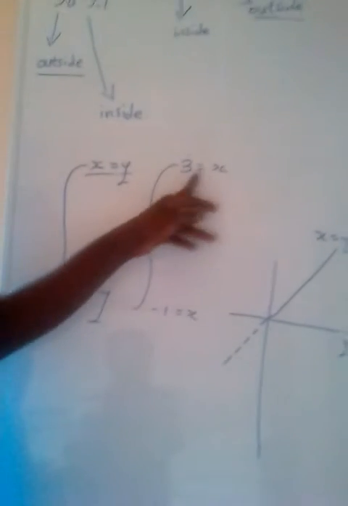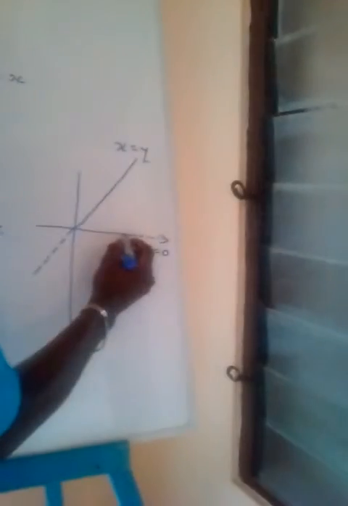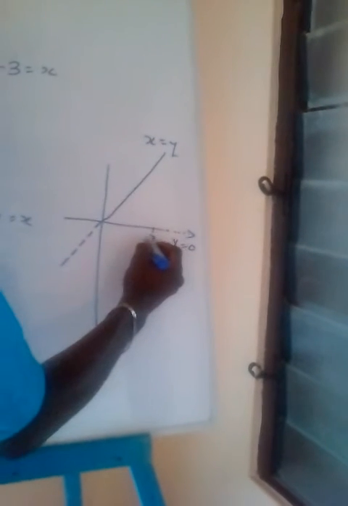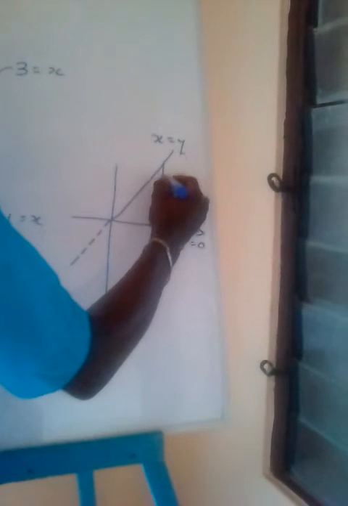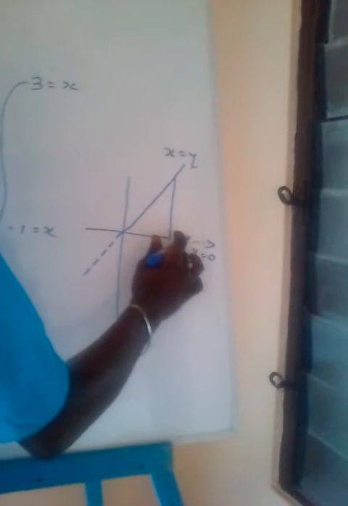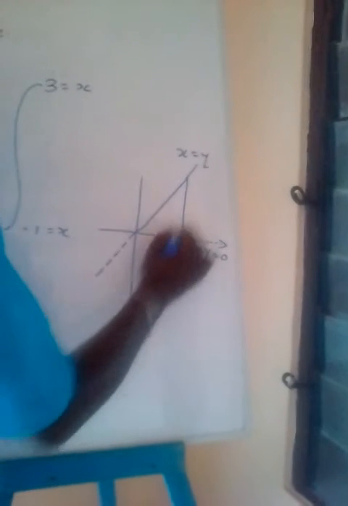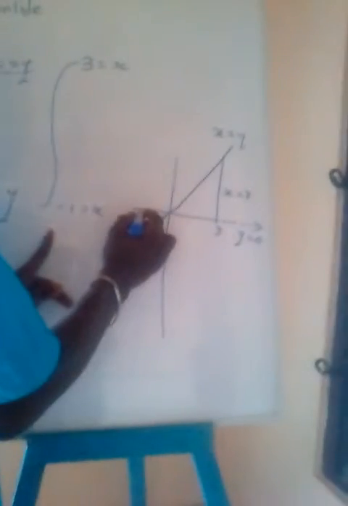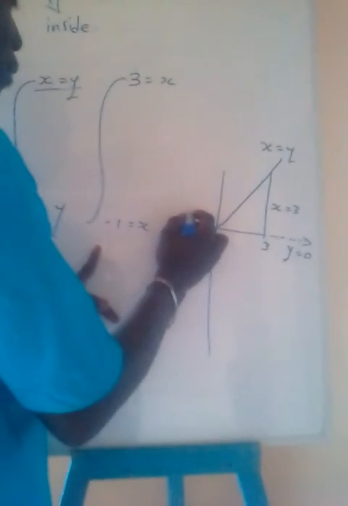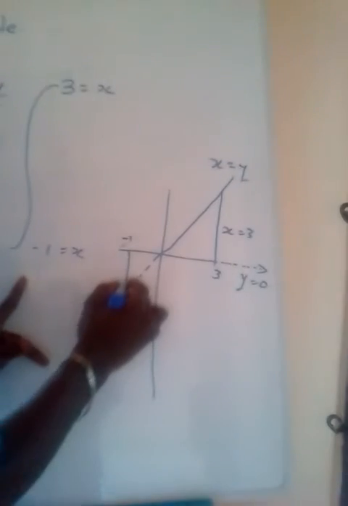Now, I have to plot my x is equal to 3. This is my x-axis, so let's say here is 3. I have my x is equal to 3. Now, I have to plot my x equal to -1. If I have my -1 here, I'll draw my x equal to -1 like that. That is my line x equal to -1, and then the line x is equal to 3.